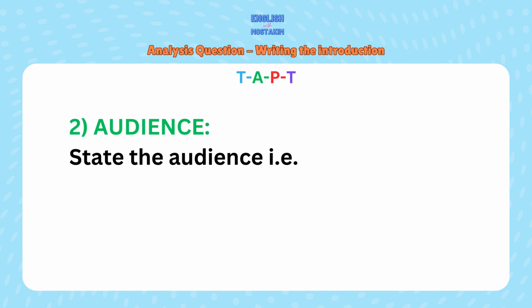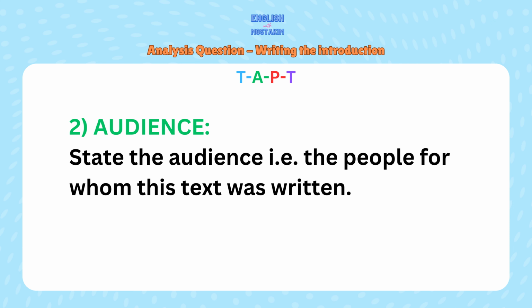Next, after stating the text, we will move on to the audience. In the audience part, we will be analyzing and deducing and here stating what the audience of the text is. By audience, we mean the people for whom this text was written. Every text is written for a certain demographic or a certain group of people. Not every text will interest every person. These stories or these articles, these texts are written for certain people.